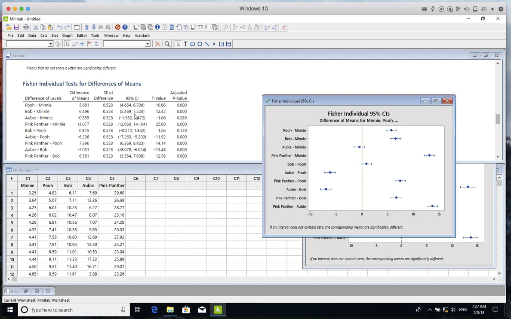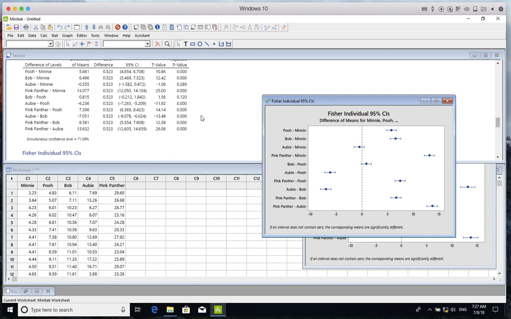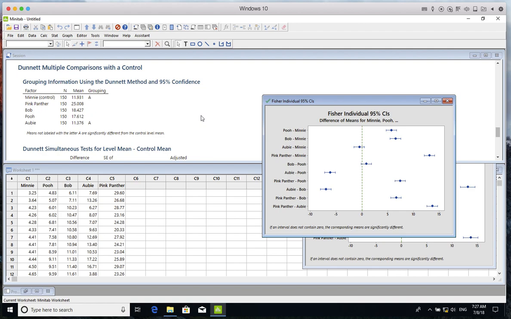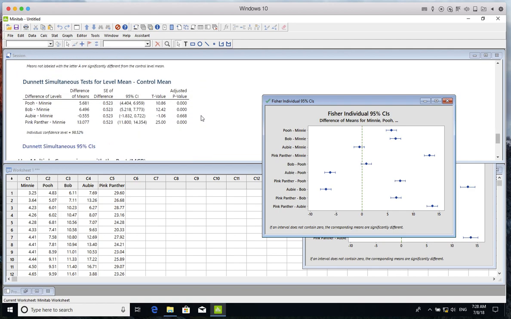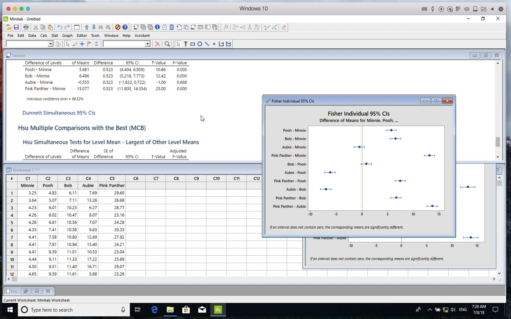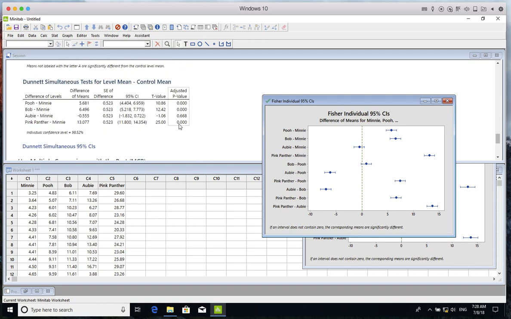You see the result of the Fisher method. Dunnett method. Look at the result of Dunnett and the p-values. Again, our confidence level was 95%, so alpha is 1 minus 0.95, which is equal to 0.05. It seems Obi and Minnie, their p-value is way larger than 0.05. There is no evidence for saying that their means are significantly different from each other.